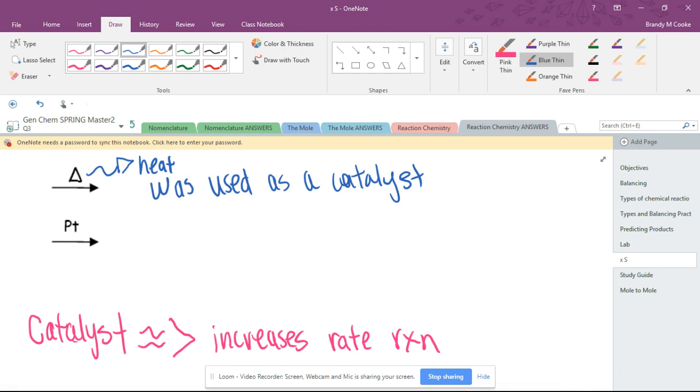Pt, hopefully you recognize that symbol. That's platinum. That's the element platinum. A lot of times chemicals or elements can be used as a catalyst and they don't take part in the reaction itself. They just show up, they make the chemicals do what you want them to do, and then they separate themselves. So in this case here, platinum was used as a catalyst.